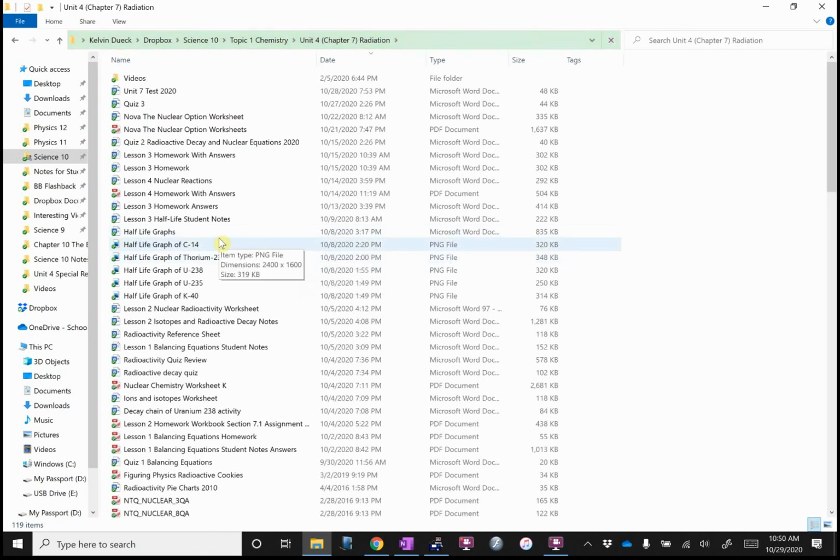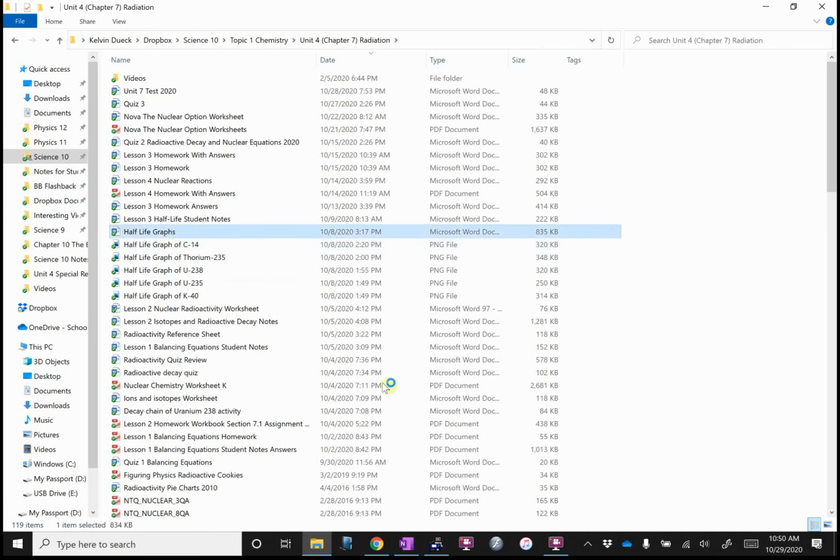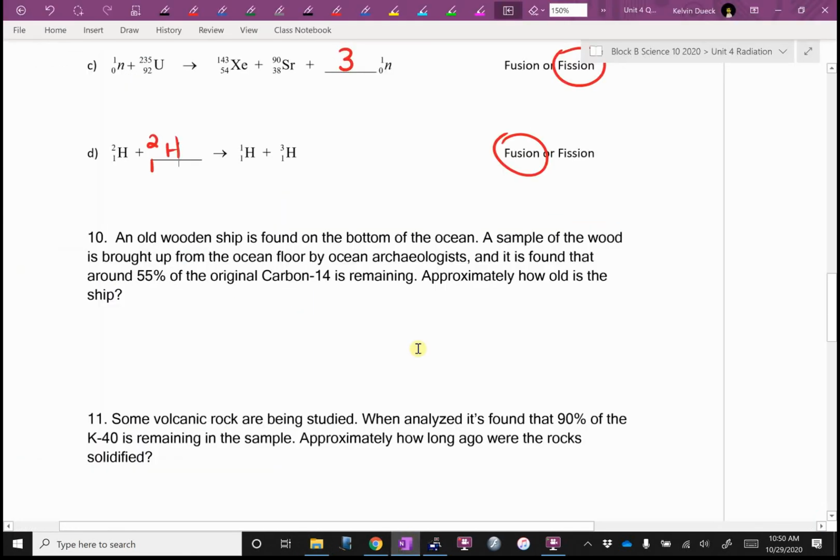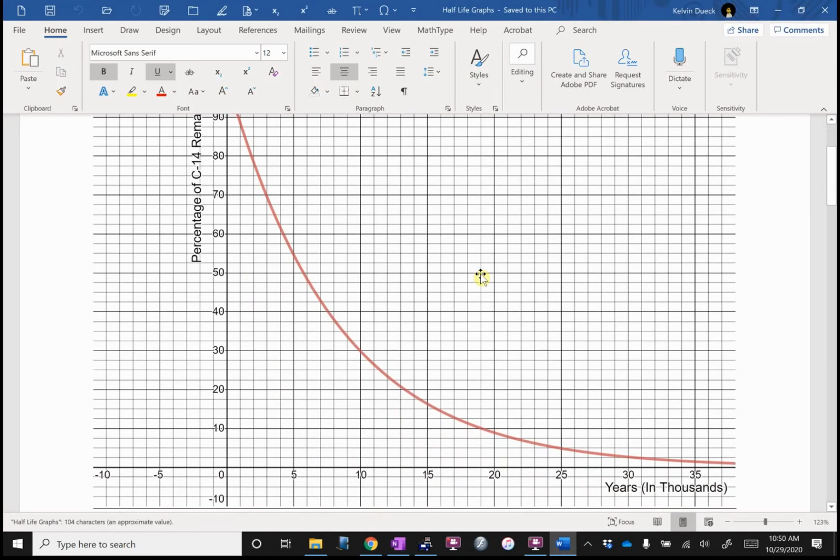I need the graphs. Half-life graphs. So we're dealing with carbon-14. We have 55%. So I'll find the graph for carbon-14. 55% would be halfway between 50 and 60 right there. Read across, drop down. 5,000 years, yes?